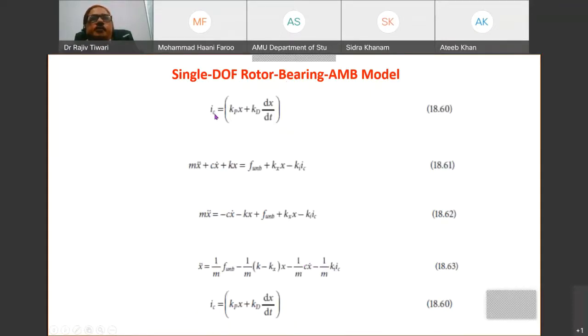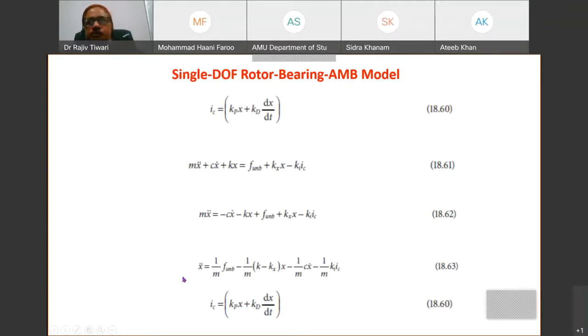And the current which we are supplying is through the PD controller. So this is the law. Now the magnetic force has been replaced by its force in terms of K_x and K_i, and then the controlling current i is governed by this. So now, to get the response of the system, in which the unbalanced force is there and the magnetic force is there, we can write this in the state space form, because damping is there to integrate that.